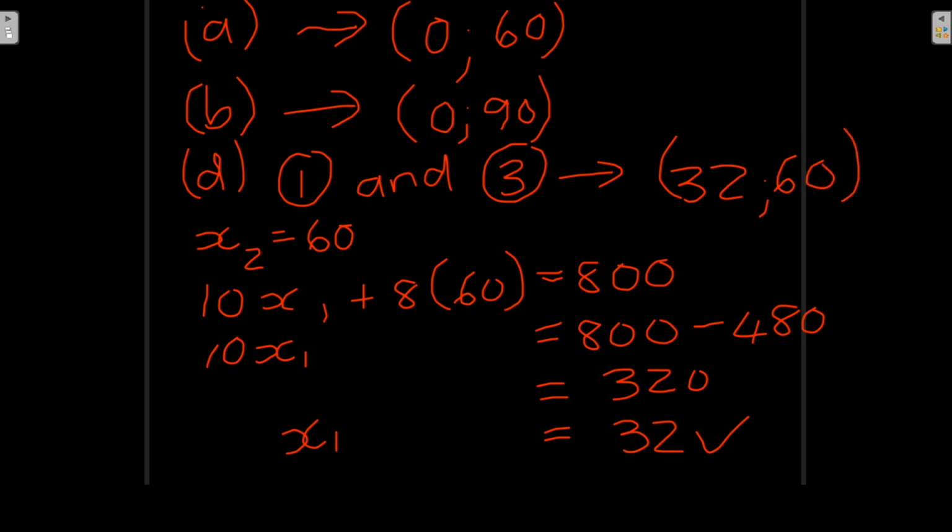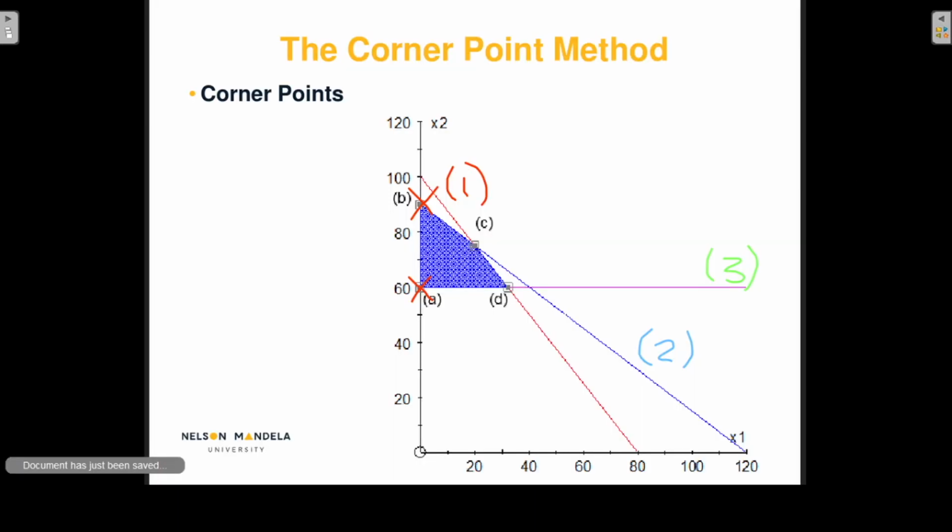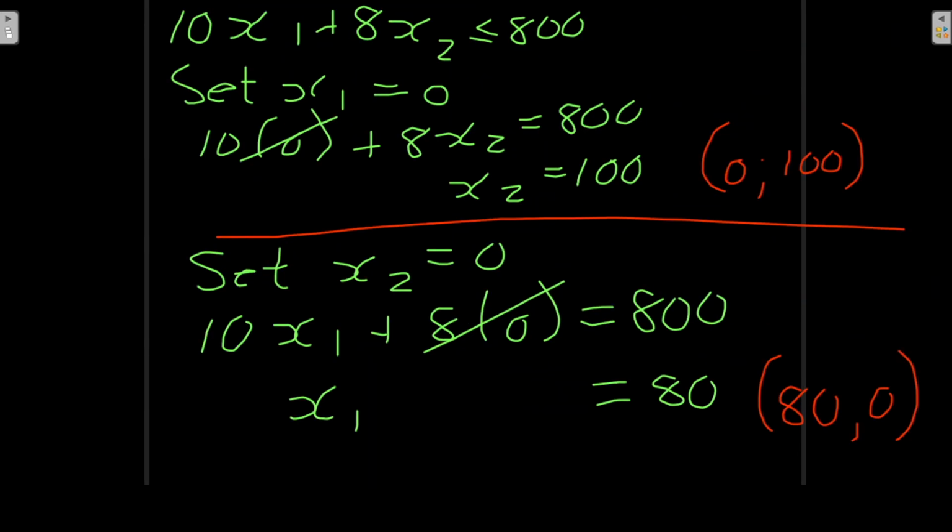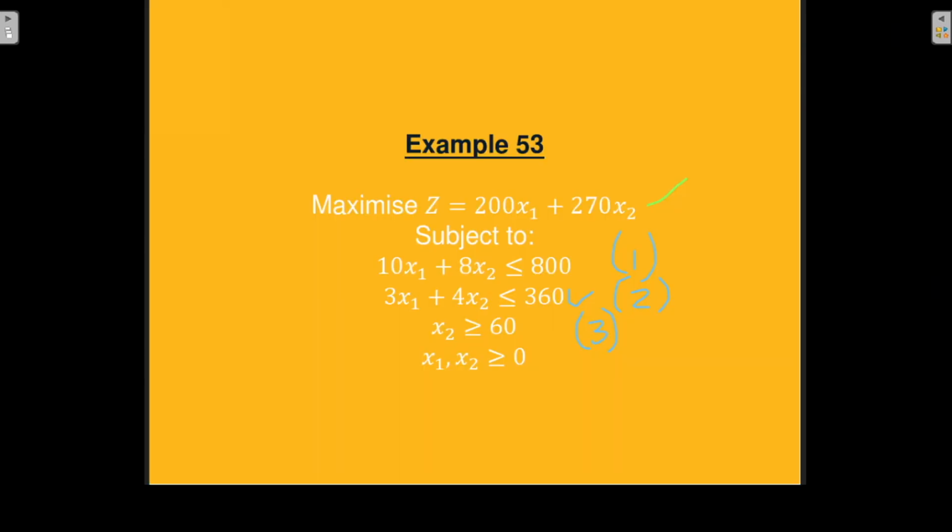Okay, and now we only need to find corner point C. Now if you go back to corner point C, you will see that corner point C is where equation 1 and 2 intersect. So to find the values of x1 and x2, we have to solve those two equations simultaneously. Just to remind you, this is my equation 1 and this is equation 2. If I substitute the less than or equal to with equal to signs, we call them equations, and we have to solve those two simultaneously.